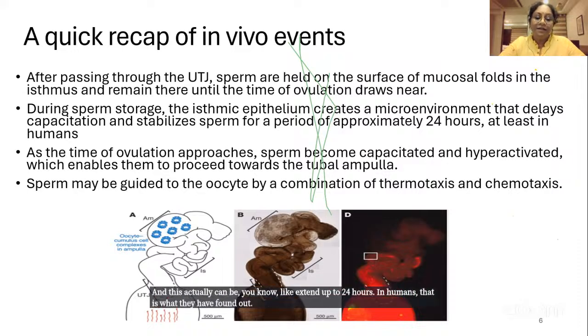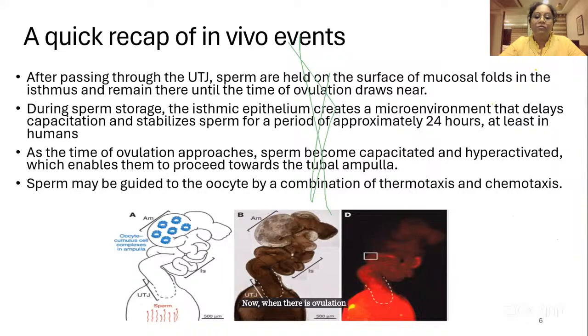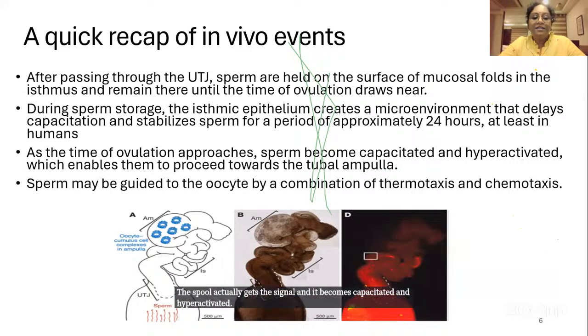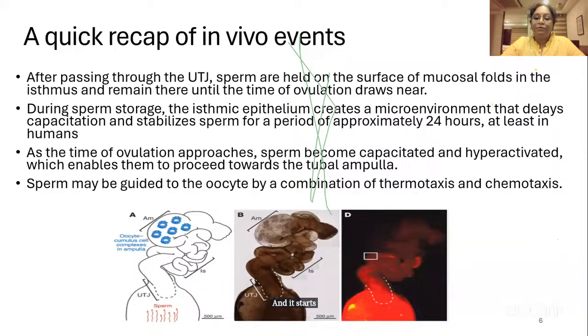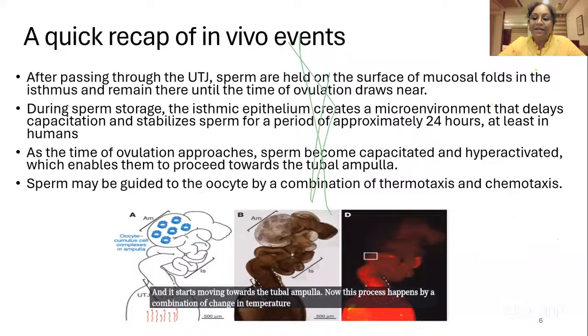Now, when there is a trigger for ovulation, the sperm gets the signal and becomes capacitated and hyperactivated, and it starts moving towards the tubal ampulla. This process happens by a combination of change in temperature, that is thermotaxis, and also chemotaxis, where chemical components are involved. Now, let us look at capacitation.